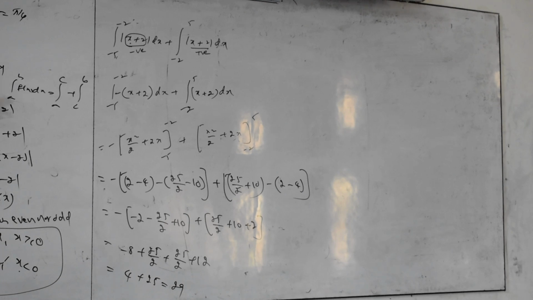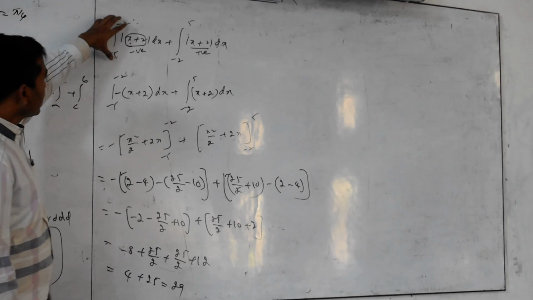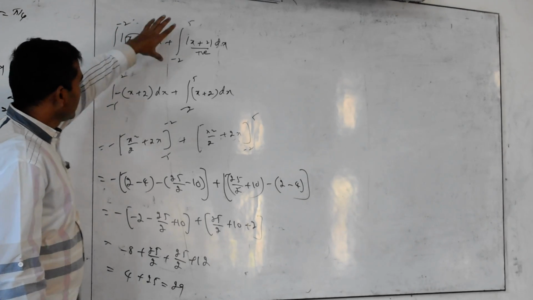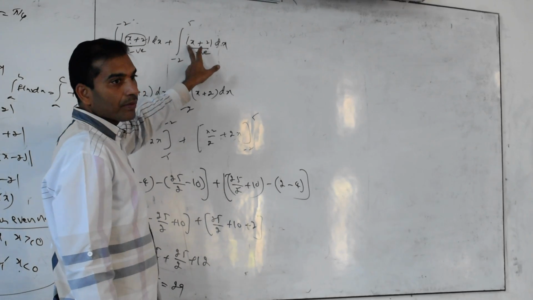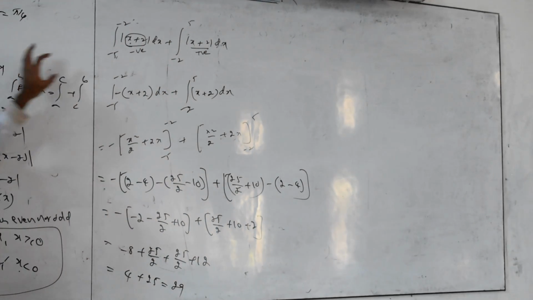At what point is the turning point? It is minus 2. Mod x turning point is 0. Above 0 positive, below 0 negative. So mod x plus 2 turning point is minus 2. So at that point we should split: minus 5 to minus 2, minus 2 to 5. What is the use of this? In this interval this is completely negative. In this interval completely positive. Then we can easily open the bracket, open the mod.